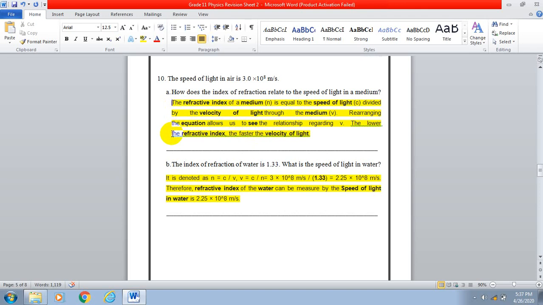Look at the answer. The refractive index of a medium n is equal to the speed of light c divided by the velocity of light through the medium v. Rearranging the equation allows us to see the relationship regarding v. The lower the refractive index, of course, the faster the velocity of light will be.